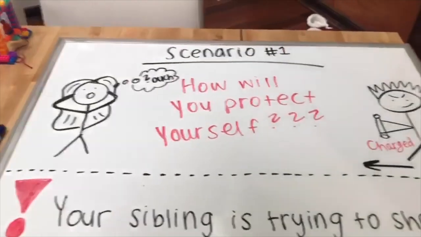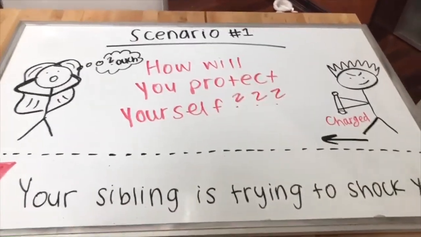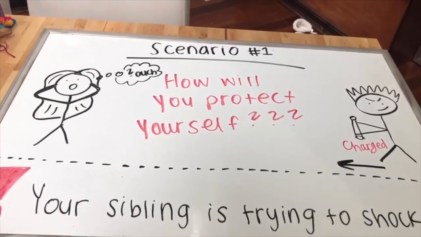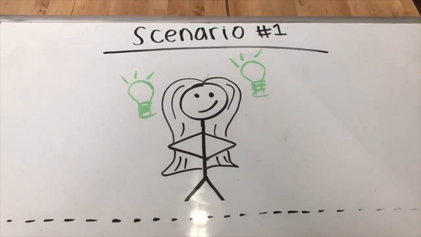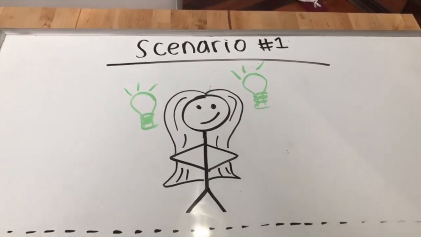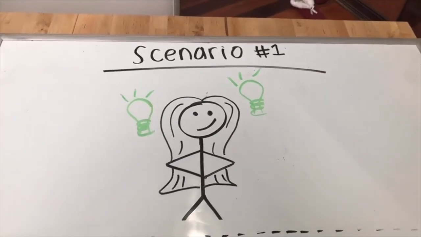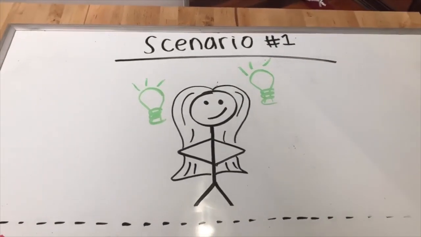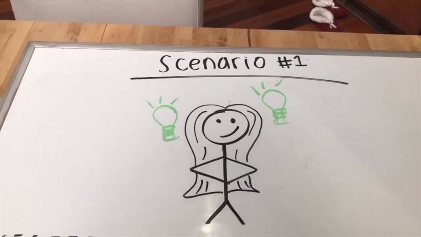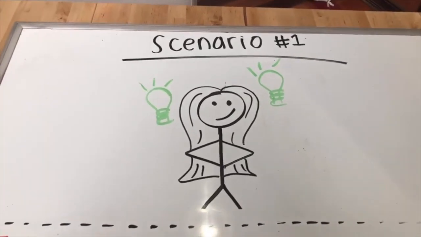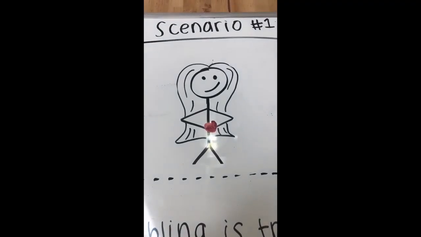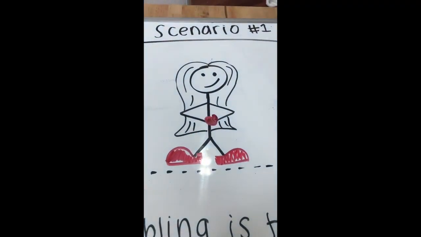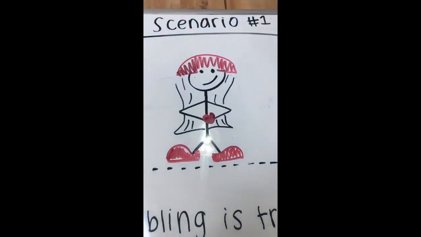So as your sibling's coming towards you, I want you to think about what you would do to not get shocked. Okay, so I hope that you thought of a way, because so has she. Her idea is that she will put certain clothing on to prevent herself from getting shocked. We have rubber gloves, rubber shoes, and a rubber hat.